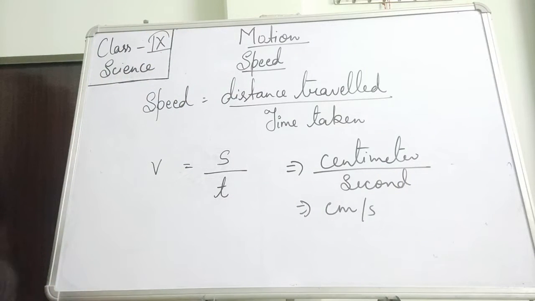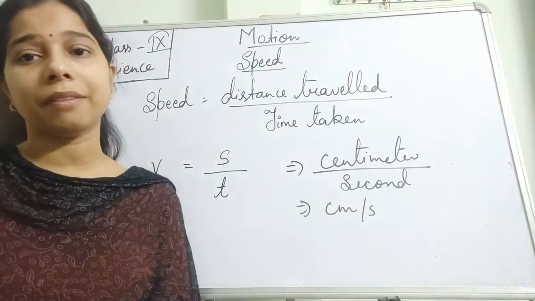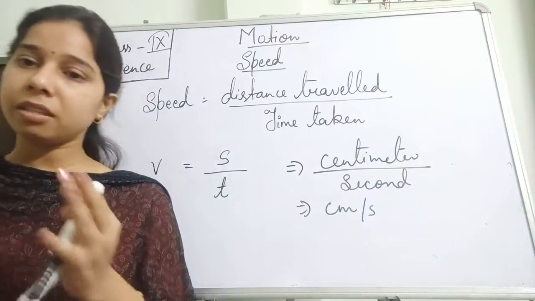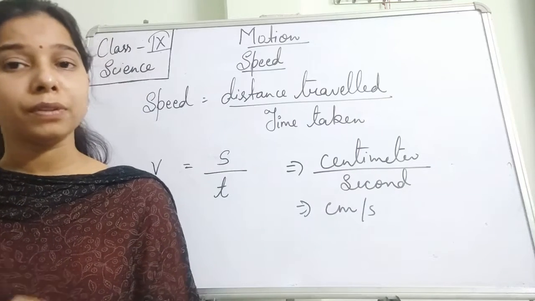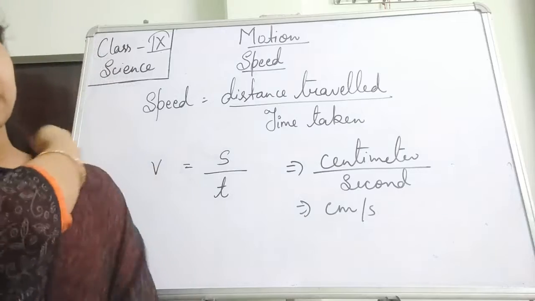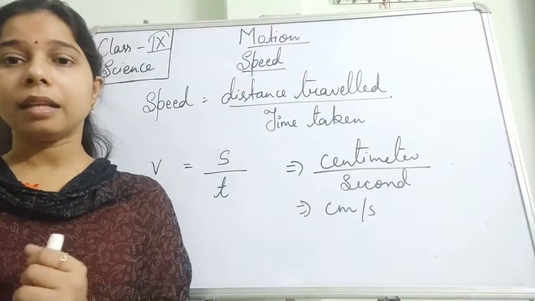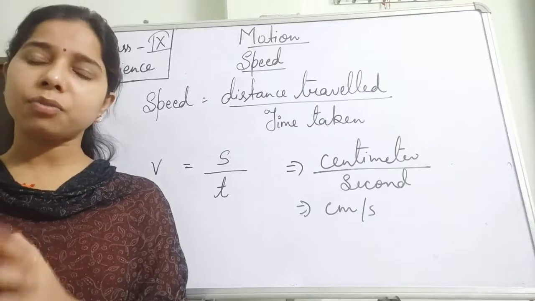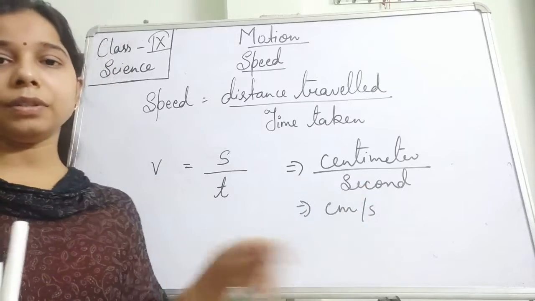Okay, so these are the different units that we use to measure the speed of an object. If it is a large distance, we will use kilometer per hour. If it is mentioned that we have to measure it in the SI unit, then we will use meter per second. And if it is a very small distance, for that we will use centimeter per second.